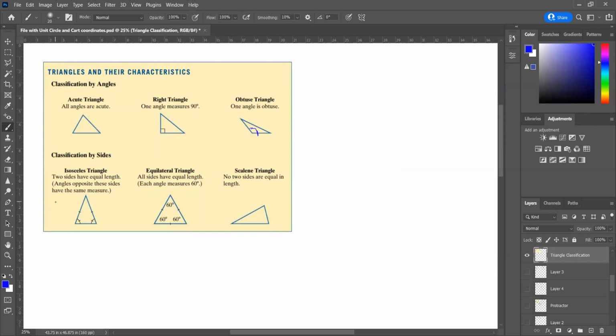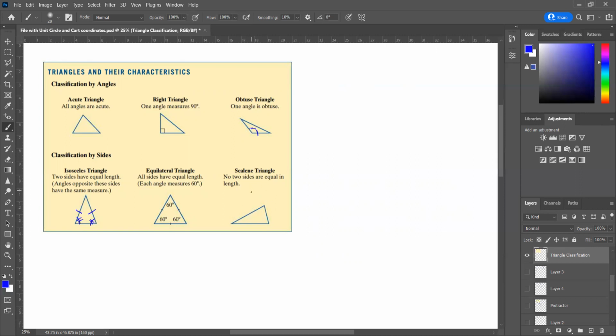And then maybe we'll classify them by their sides. If we have two equal sides, we call it an isosceles triangle. And if those two sides are equal, then their opposite angles are too. These two down in the base have to be the same. If all three sides have the same length, it's called an equilateral triangle. And each angle measures 60 degrees. And a scalene triangle is when no two sides are equal in length.